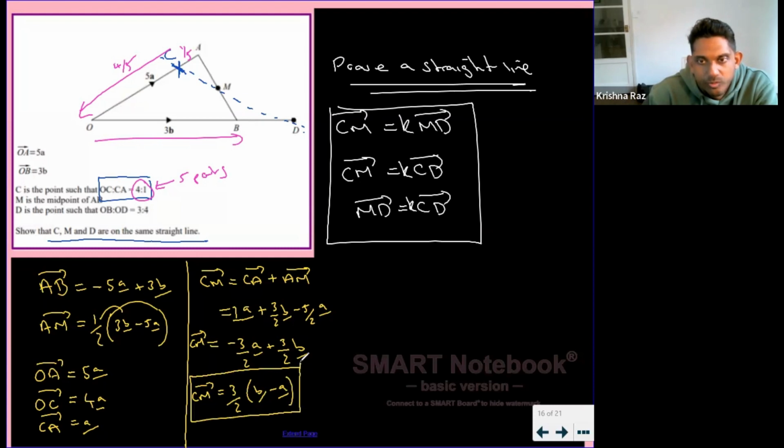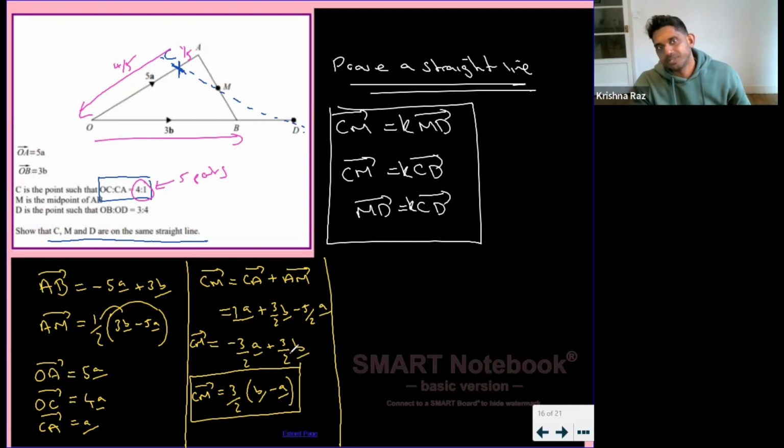So what we'll expect to see now is whether I find MD or CD, that they will simply be a multiple of B minus A. And that's what we need to show that it is a straight line. So if we find MD, I'm changing color there. MD is that and that.